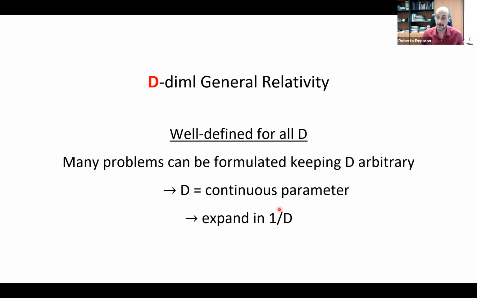Some problems don't. Some problems are specific to 4 dimensions. But some other problems don't rely so much on being in 4 dimensions. And you can write down your equations where D appears as a parameter. And then you can think of this parameter that appears in your equations as a continuous parameter, and then you can expand in 1 over D. This is very much the same as we do when we study, as I was saying, Yang-Mills theories at large N. You can write down some phenomena for an arbitrary number of colors. So then you take N to be a continuous parameter and you expand in 1 over N. So to this point, there's some similarity in what we do in both cases.